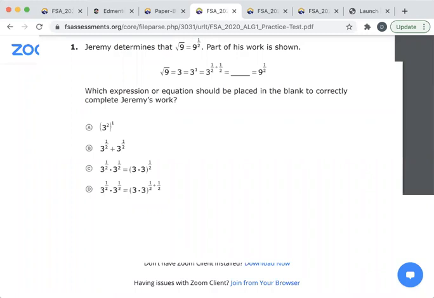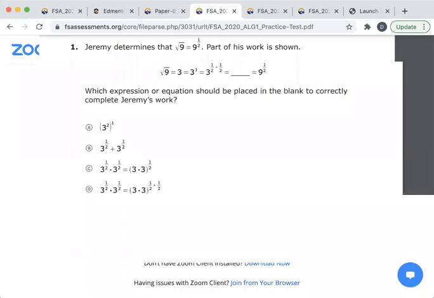So for this first one, Jeremy determines that the square root of 9 is the same thing as 9 to the 1/2. So what's the square root of 9? It's 3. So we know that when you look at all of these answers here, they're all equal to 3. Okay, so what goes in this missing line here also has to be equal to 3. If I look at my answers, I can eliminate some of them that don't equal 3.